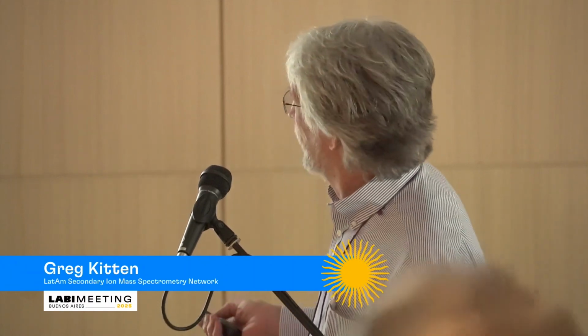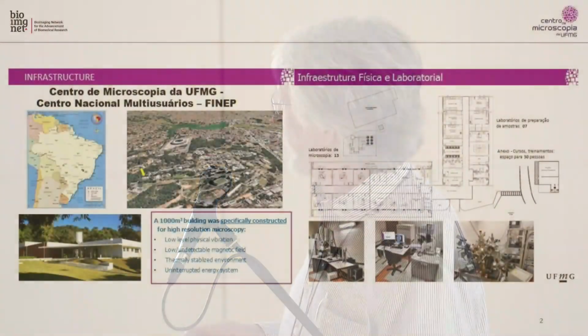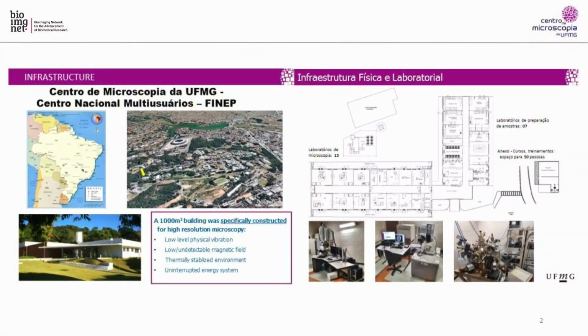And this is where the center is located. We have a very special, rather large building. We have 3 transmission scopes and 7 or 8 working scanning electron microscopes, all with different detectors. And we do lots of teaching and classes also in the center. You can see a couple of the microscopes here.